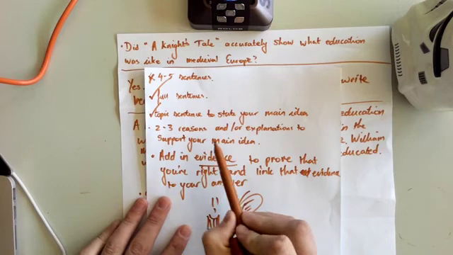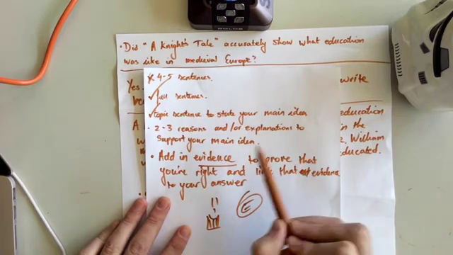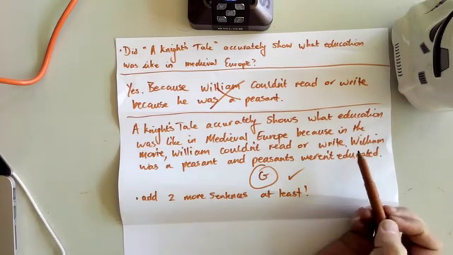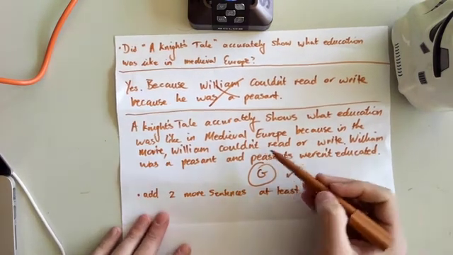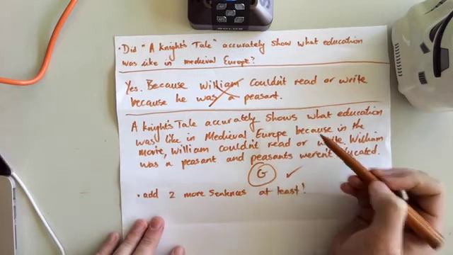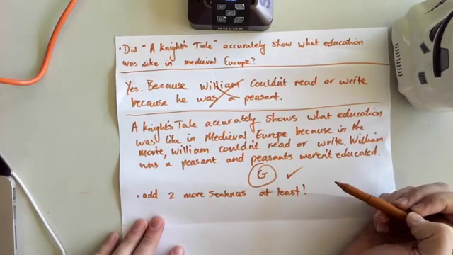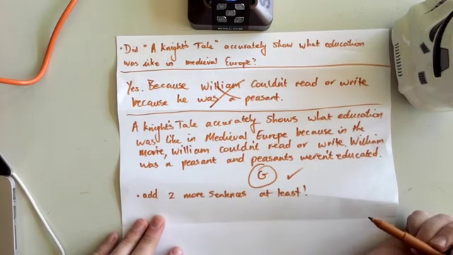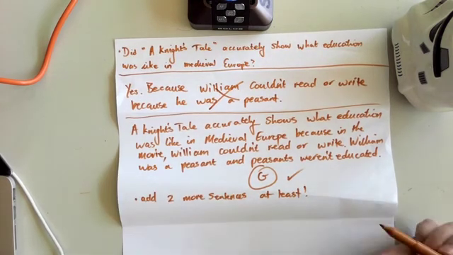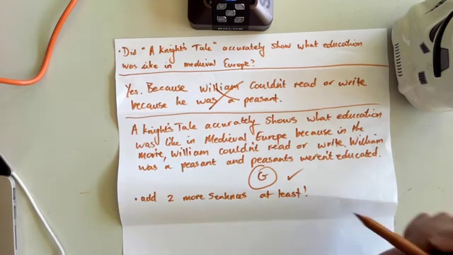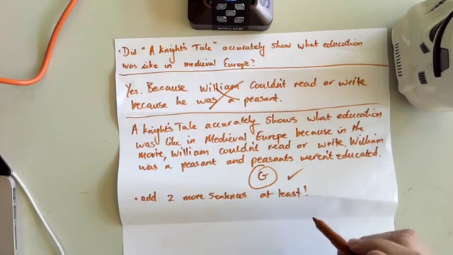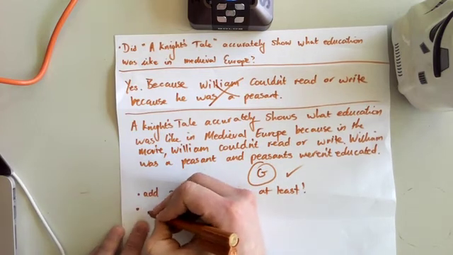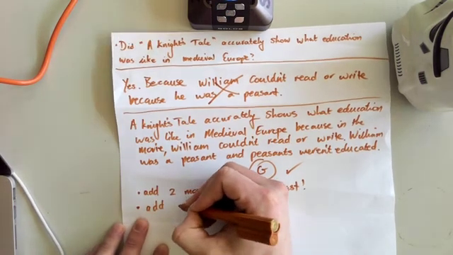Have I given 2 to 3 reasons or explanations to support my main idea? No, I've only given 1. I've said, yes, it's accurate because William couldn't read or write. He was a peasant and peasants weren't educated. That's only one reason or explanation to back up my main idea. So to increase my grade there, I need to give another reason or 2.